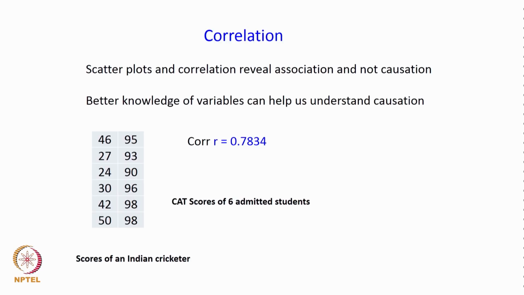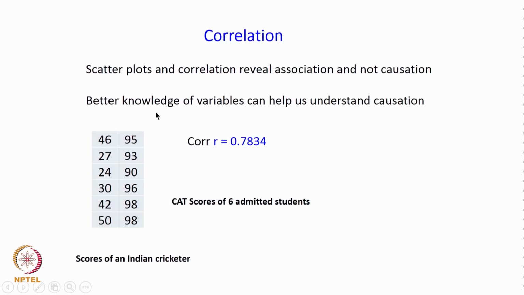to 0.7834. So, if I had not told you that this set of variables represents, let us say, CAT scores, and this set of variables represents runs made by a cricketer, and if I had simply asked you to find the correlation coefficient, you would get 0.7834. And if I had asked, is there an association, then you might say yes, there is a reasonably high correlation, maybe there is an association between this x and this y. But the moment we say that this represents a CAT score and this represents the runs made by a cricketer, we realize that there need not be and will not be an association.